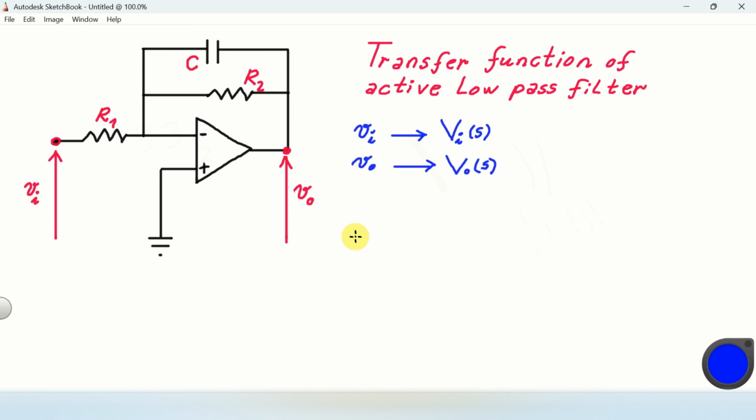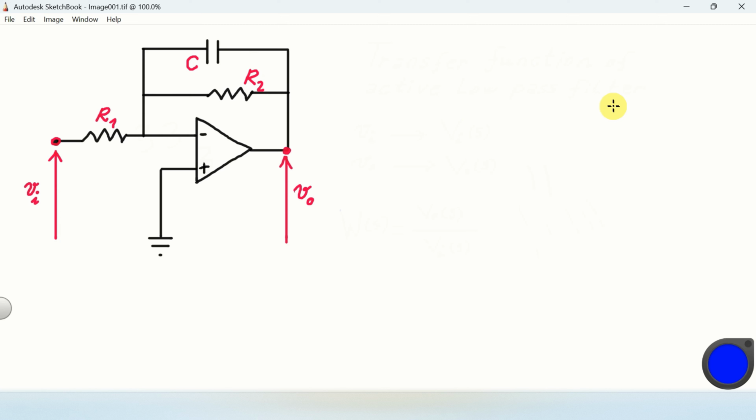The transfer function of this circuit, denoted by W of S, is a ratio of the Laplace transform of the output voltage and the Laplace transform of the input voltage. And as you will see later on in this video tutorial, this transfer function represents a transfer function of a low-pass filter. Okay, let's start with derivations.